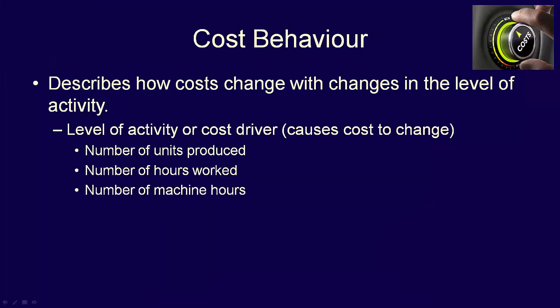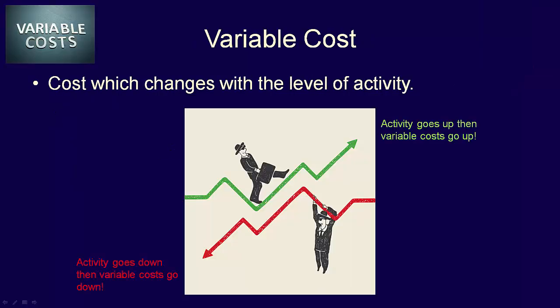Cost behavior is a term used to describe how a cost changes when the level of activity changes, and the level of activity can mean many different things. A variable cost is a cost that changes when the level of activity changes. If the level of activity goes up, total variable costs will go up. If the level of activity goes down, total variable costs will go down.